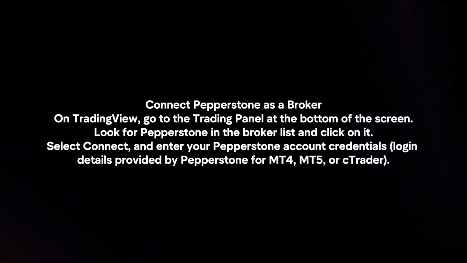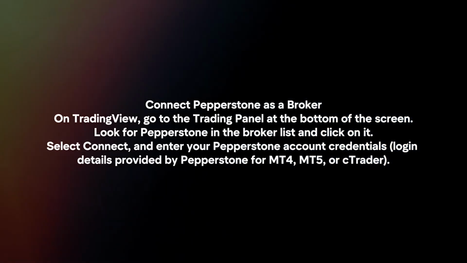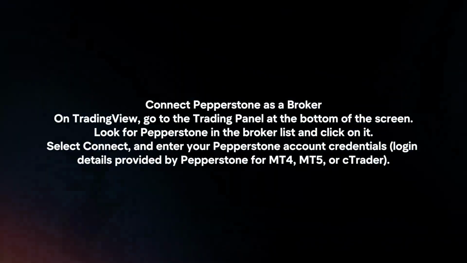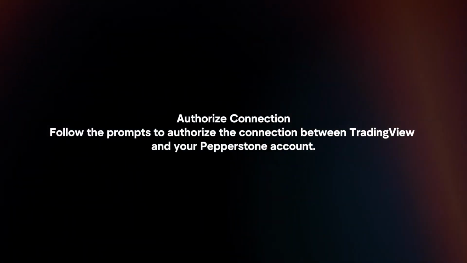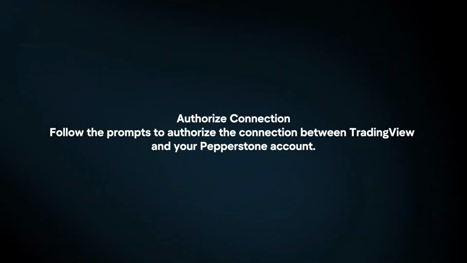On TradingView, go to the trading panel at the bottom of the screen. Look for Pepperstone in the broker list and click on it. Select Connect and enter your Pepperstone account credentials. Authorize connection. Follow the prompts to authorize the connection between TradingView and your Pepperstone account.